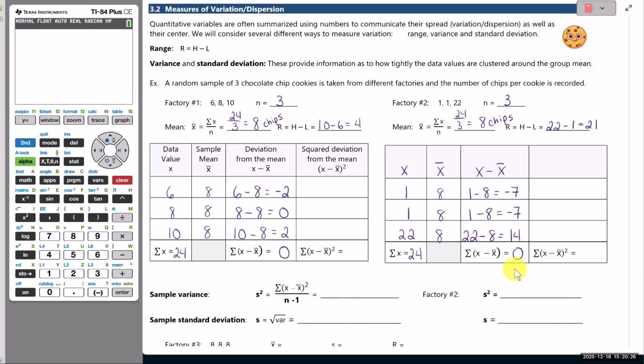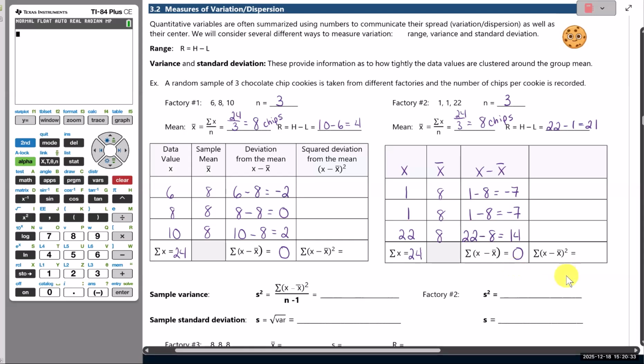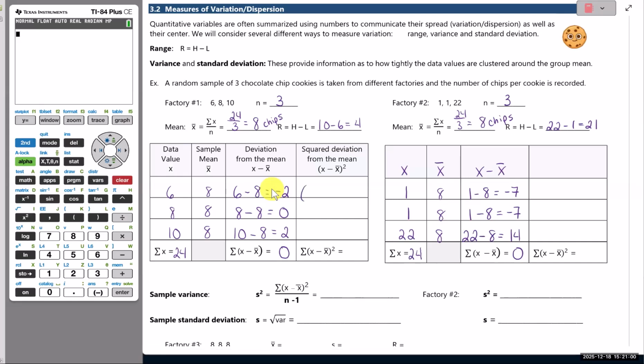All right, so here's the idea. We're trying to find a way to find a numerical value to express that. In this case, factory 2 is showing more variation in general here from the mean than factory 1 from its mean. So this column will always add to be 0, so that's not so helpful. So we're going to do a little bit more math here. So instead of just looking at deviation, we're going to look at squared deviation from the mean. So each of these deviations that we got, we're going to take that value and square it.